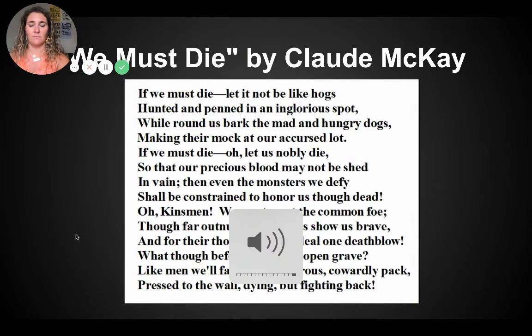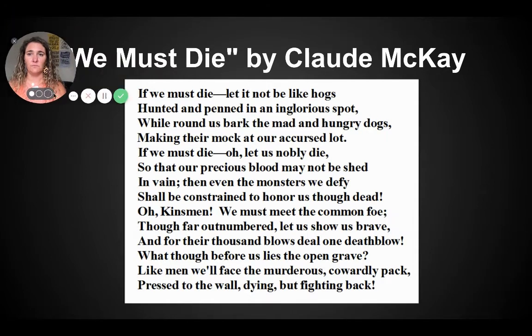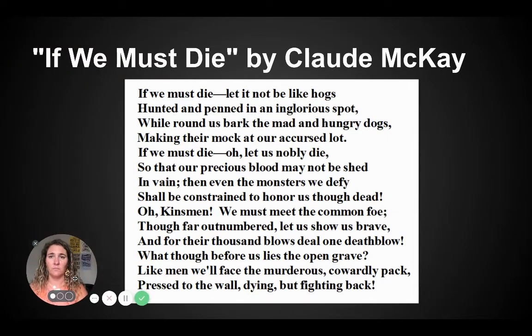Must die, let it not be like hogs hunted and penned in an inglorious spot, while round us bark the mad and hungry dogs making their mock at our cursed lot. If we must die, oh, let us nobly die, so that our precious blood may not be shed in vain. Then even the monsters we defy shall be constrained to honor us though dead.